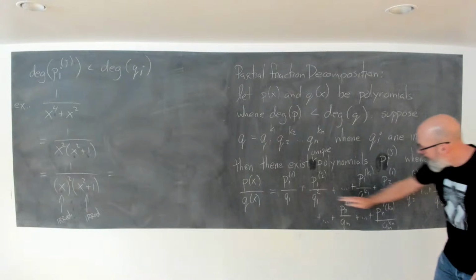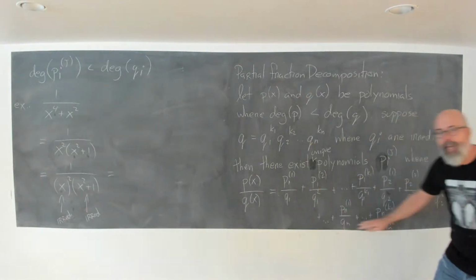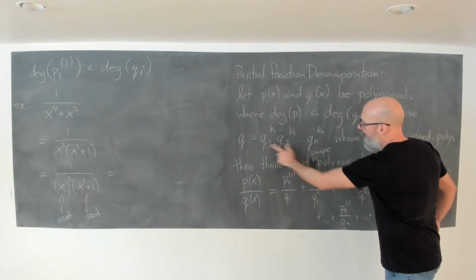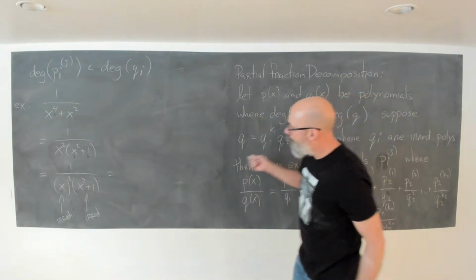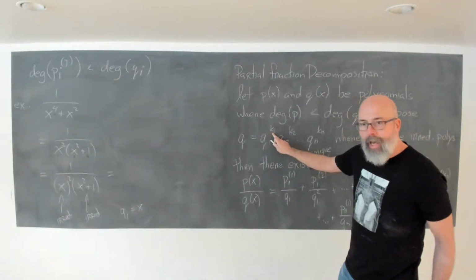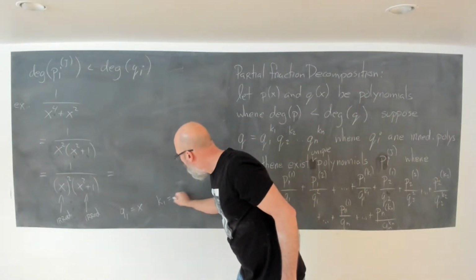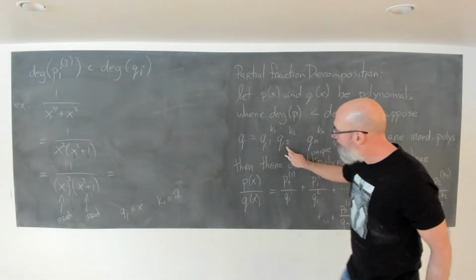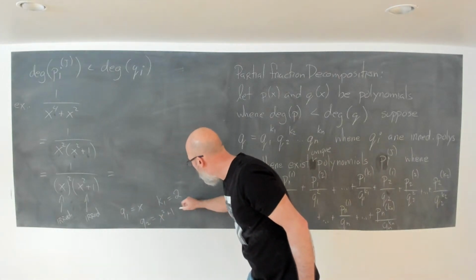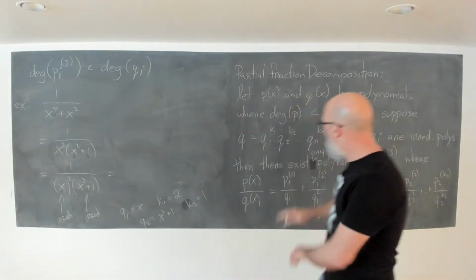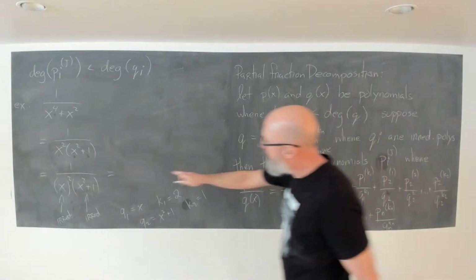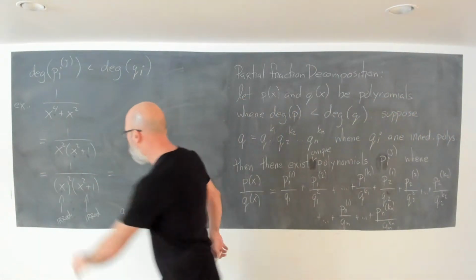Partial fraction decomposition, this whole mess here, what does that say? It says, well, Q has been factored as a product of irreducible polynomials, right? So your Q1 is x, your K1 is 2, your Q2 is x squared plus 1, and your K2 is 1, and that's where it ends. That's all you have. So partial fraction decomposition says that this decomposes.